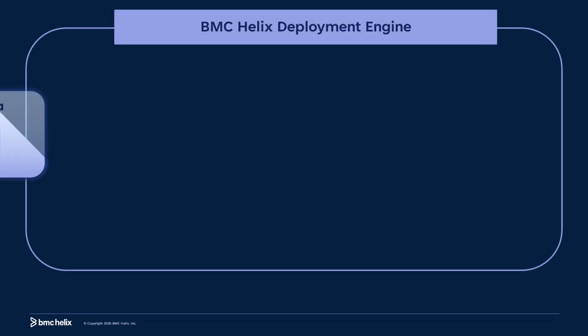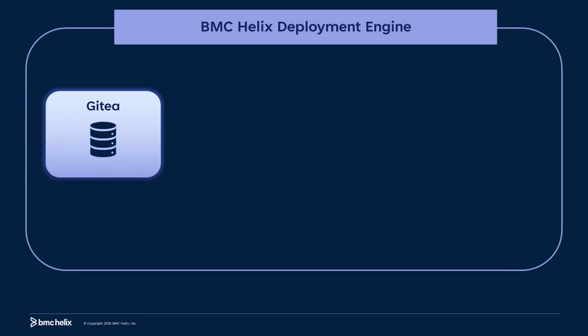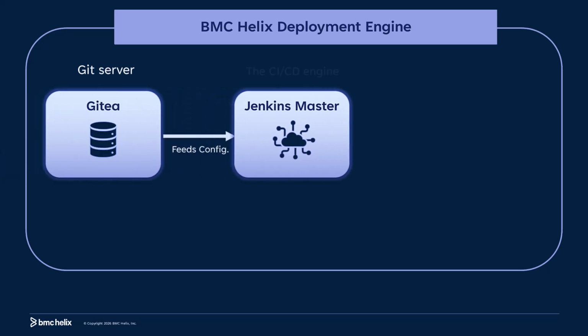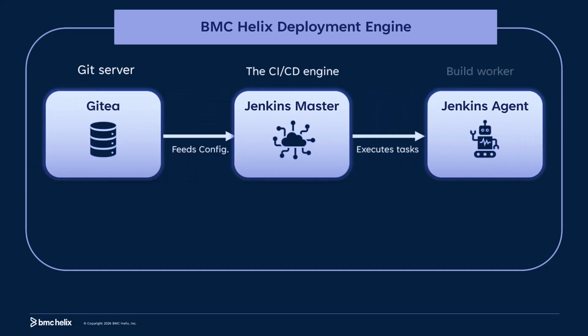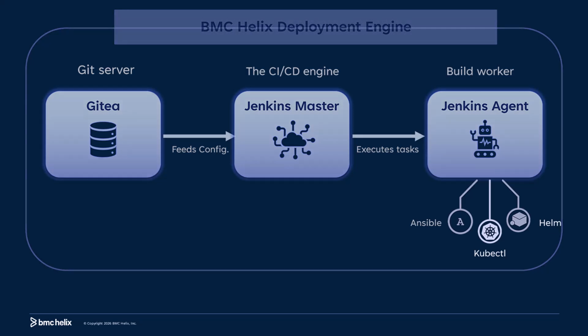It consists of 3 primary tools: Git, the Git server for deployment artifacts; Jenkins Master, the CI/CD engine; and Jenkins Agent, a build worker equipped with Ansible, Helm, and kubectl. These tools work together to automate the deployment process.